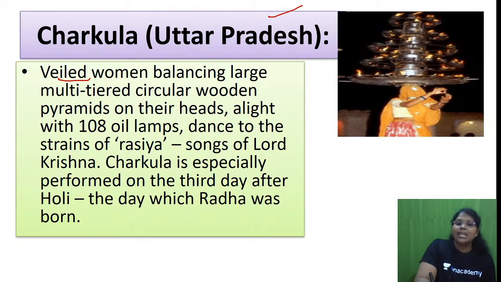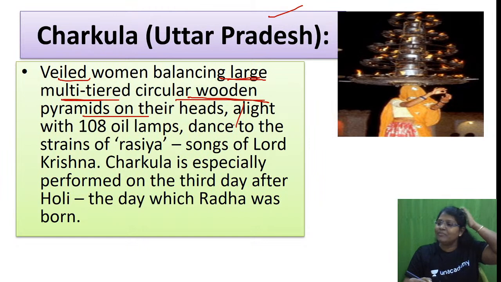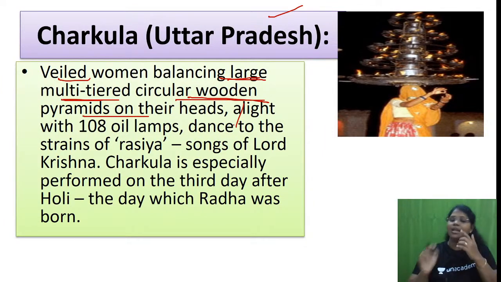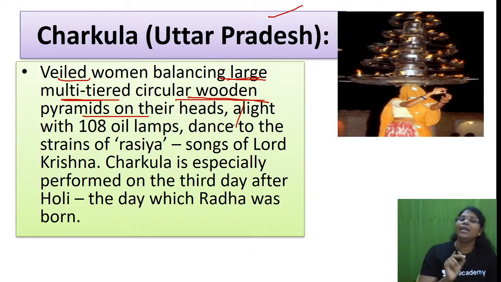Wheeled women balancing a large, multi-tiered, circular wooden pyramid on their head. Can we keep a small pot on our head? We will lose the balance, okay? The face is also closed and she is balancing a large multi-tiered structure. It has so many things. It is not of one circle. Multi-tiered circle, all made of a wooden pyramid. Wooden pyramids, definitely it will be heavy, heavy in height as well as in weight. Not only this, a light with 108 oil lamps. It is not a normal electric or dummy lamp. 108 oil lamps on multi-tiered circular wooden pyramids.